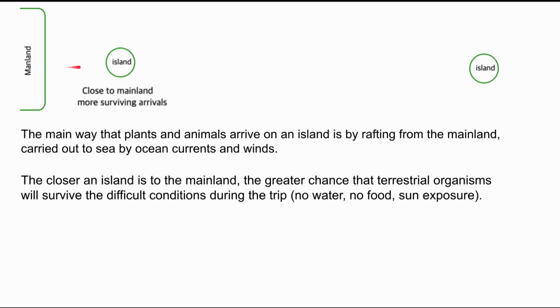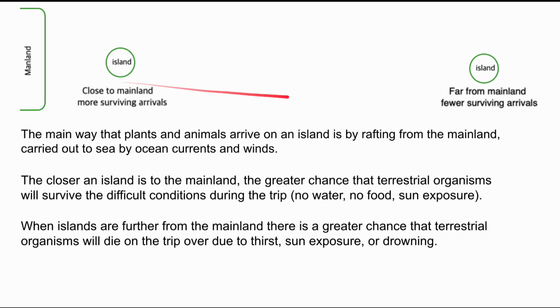Well, now imagine rafting to this island versus that one. If you were told you have to get to one of these two islands, you can say, I want to go to this one. I'm more likely to survive. So what we find then is the further an island is from the mainland, the fewer organisms are going to survive to begin to colonize it. So we'd expect the rate of colonization, the rate of new arrivals, to be higher on the close island and much lower on the far island.